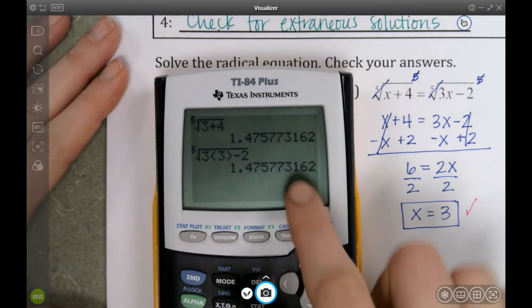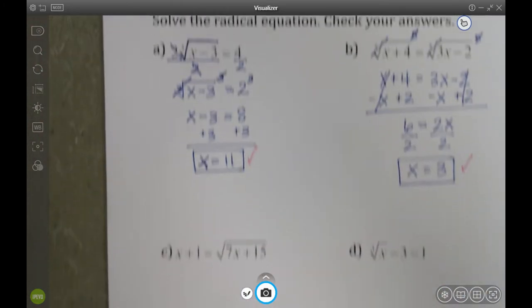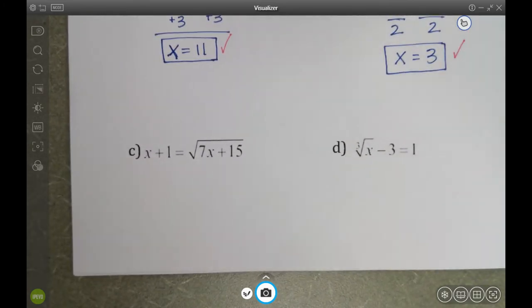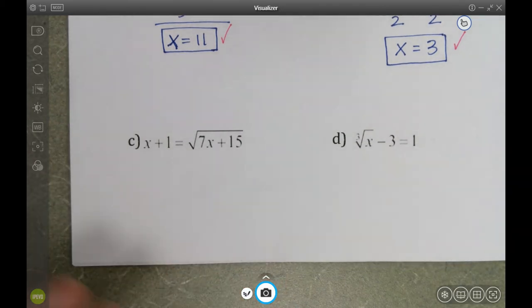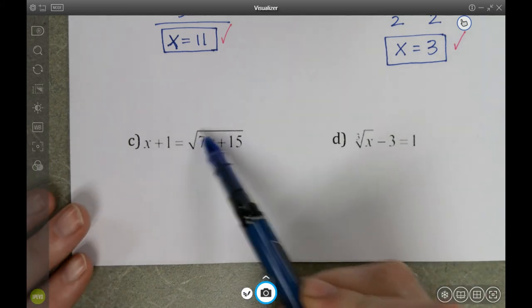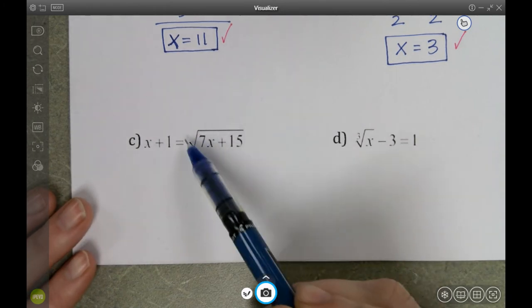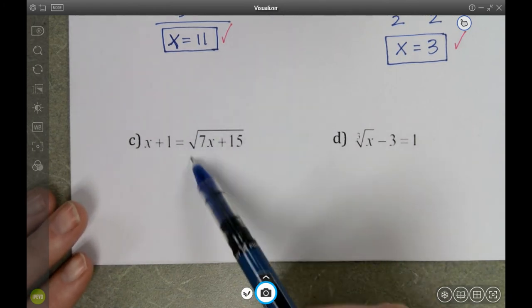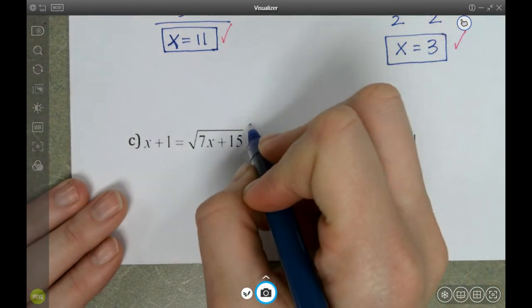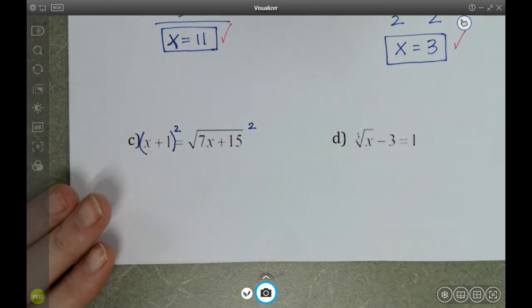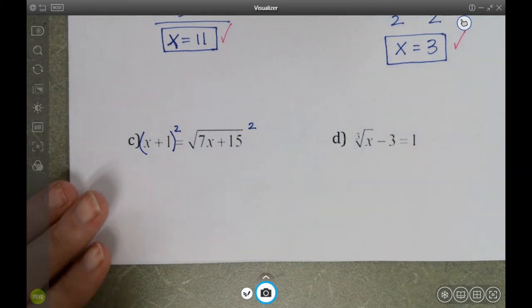Anyways, my answer worked. All right, now let's look at part C. Do I have a radical by itself? Is there anything multiplied or added or subtracted or anything? It's all by itself, right? So how do I undo a radical? I'm going to square both sides. But I have to square the entire left side, to undo this radical.